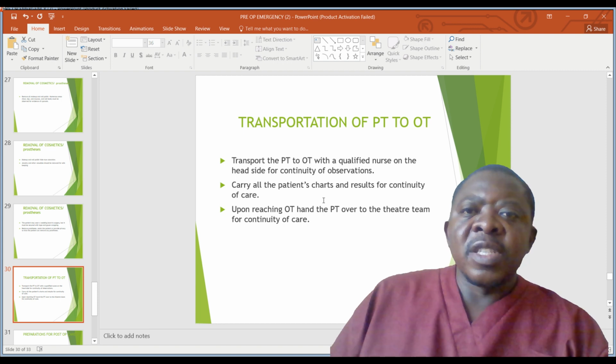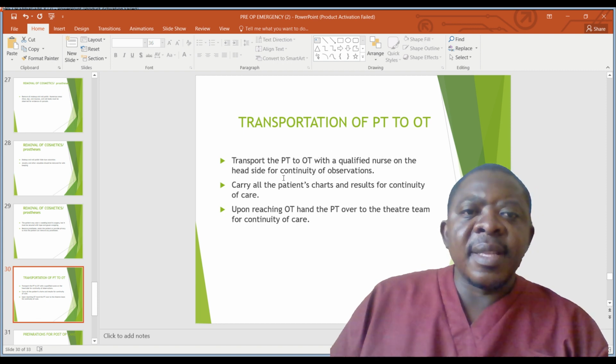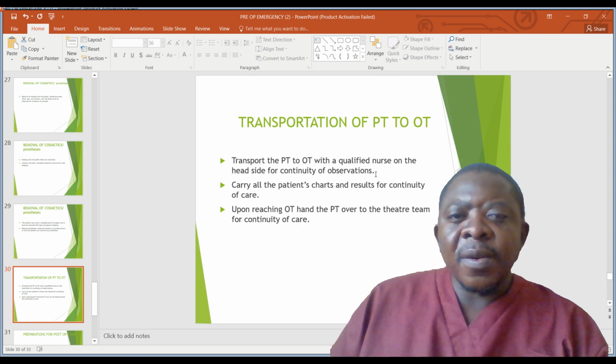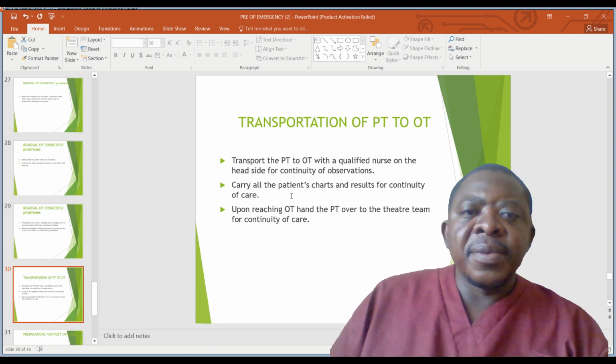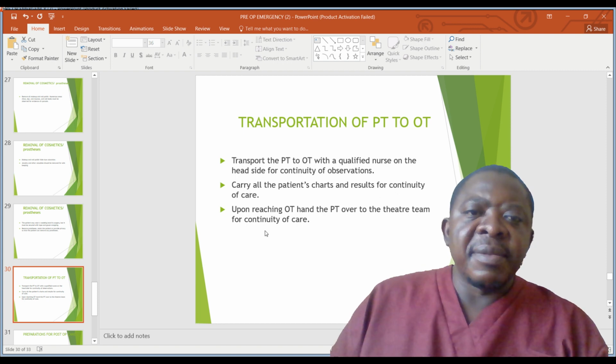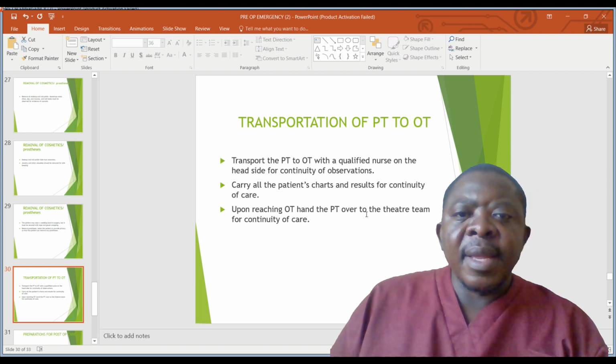Transportation of the patient to the operating theater. You can transport the patient to the operating theater with a qualified nurse on the head side for continuity of observation, and carry all the patient's charts and results for continuity of care. Upon reaching the operating theater, you hand the patient over to the theater team for continuity of care.